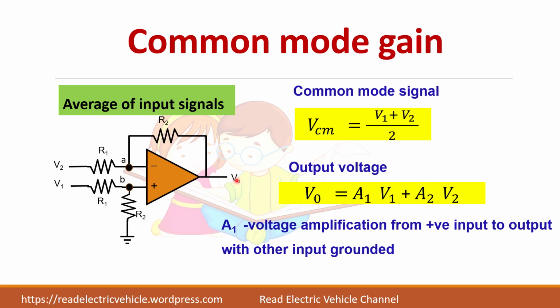input to output with the other input grounded. Similarly, A2 is amplification from negative input to output with the other input grounded. So actually gain A is not same for both the input pins. It is different. So let us see what is that difference.